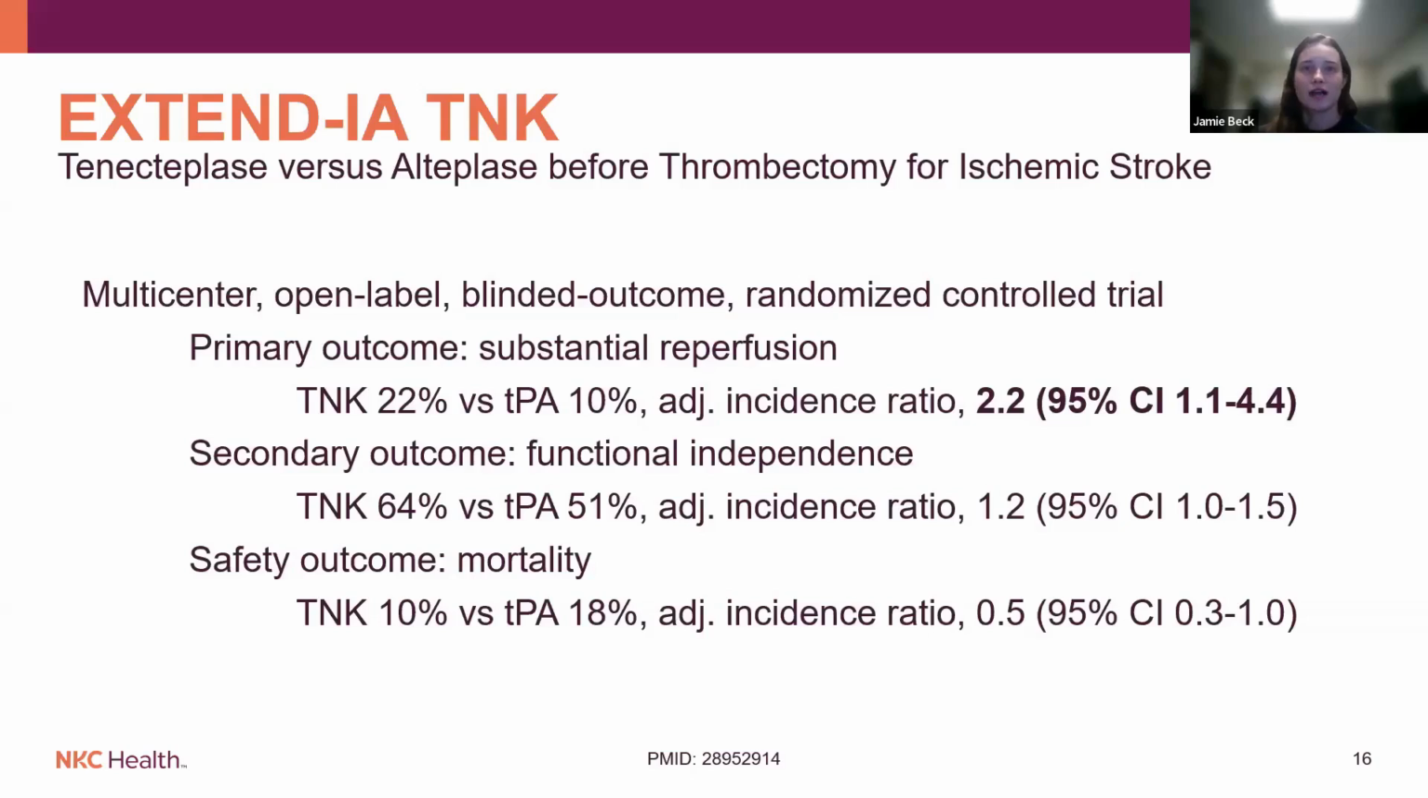Other important things from the EXTEND-IA TNK trial is that around a quarter of patients in each group did require inter-hospital transfer to a thrombectomy-capable hospital. They did record the time from fibrinolytic to mechanical thrombectomy puncture in the patients both treated on-site and those that required transfer. So for patients treated on-site, the time from fibrinolytic administration to puncture was 32 to 37 minutes, compared to patients that required transfer where it was 65 to 75 minutes. So although there was no difference between the arms, there was an almost doubling for patients that required transfer to a different institution.